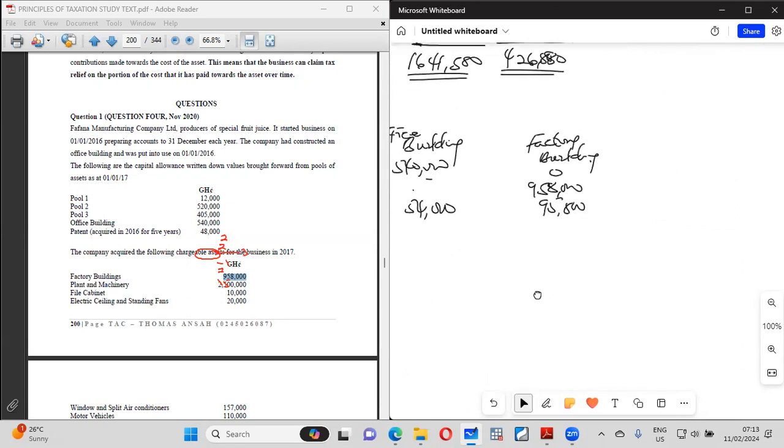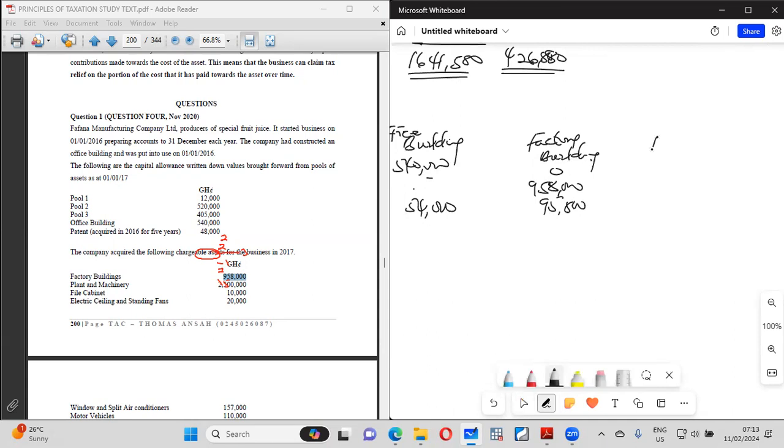Then don't forget you also had patent, which we know is class 5. We are told that the balance brought down is 48,000. And we know that it will be spread over the useful life of the asset. Okay, so over the useful life of the asset, it has 5 years. So 48,000 over 5 years will give me 9,600. All right, 9,600.